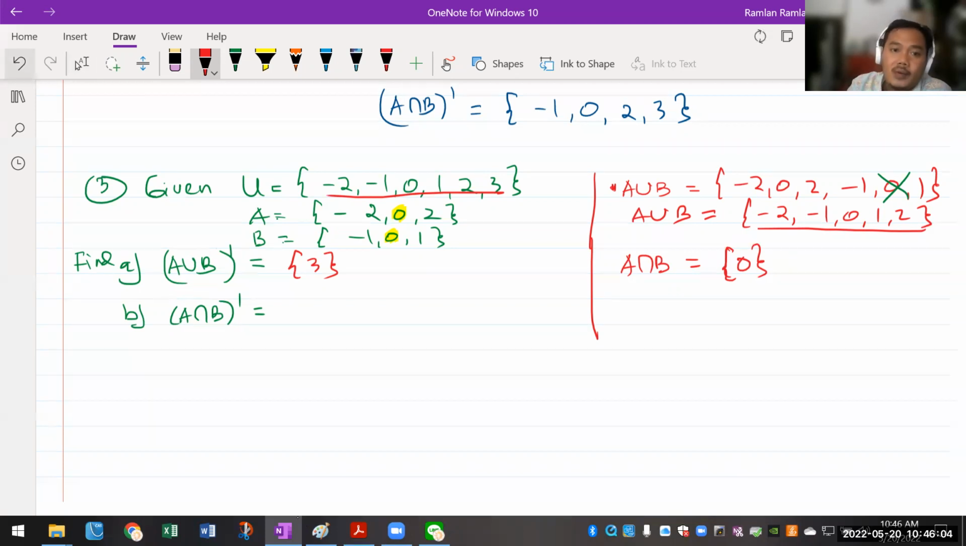So we can write the answer down. That will be -2, -1, without the 0, then 1, 2, and 3. This is what we call the complement. Complement itu artinya pelengkap ya, guys. Jadi dilengkapi gitu, pelengkapnya apa gitu.